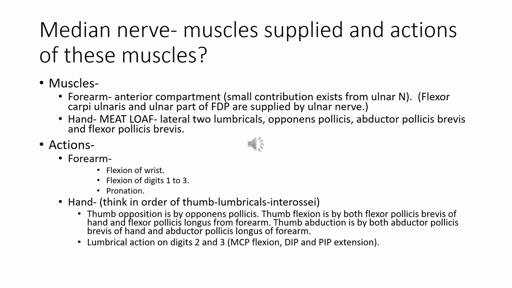Now, the importance is that if there is a lesion of the median nerve at the elbow level, then in the thumb, opposition, flexion, and abduction are gone. While if there is a lesion of the median nerve at the wrist level, then in the thumb, opposition is gone, while flexion and abduction are preserved.